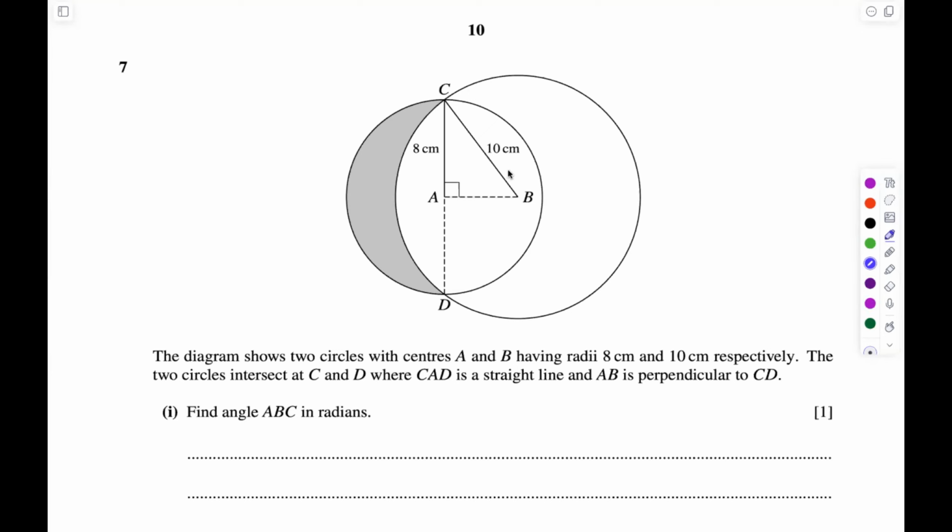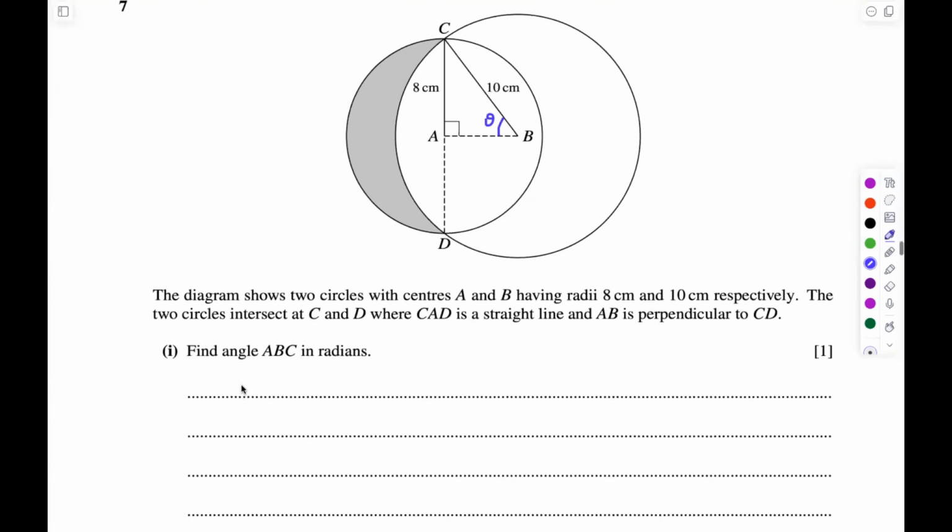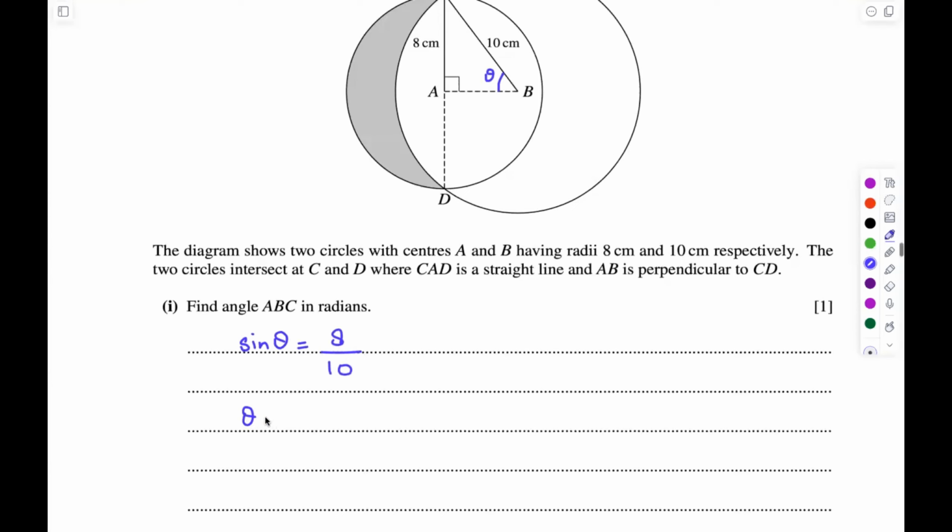Now, as this is a right angle triangle, to find this angle, let's call this angle theta. We can use opposite over hypotenuse, which is sine. So sine theta will be equal to opposite, which is 8, upon hypotenuse 10. So theta will be equal to sine inverse of 8 upon 10.